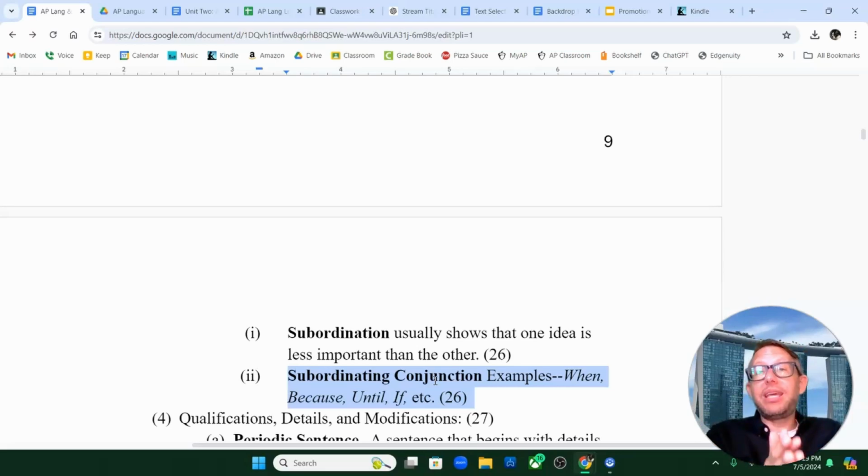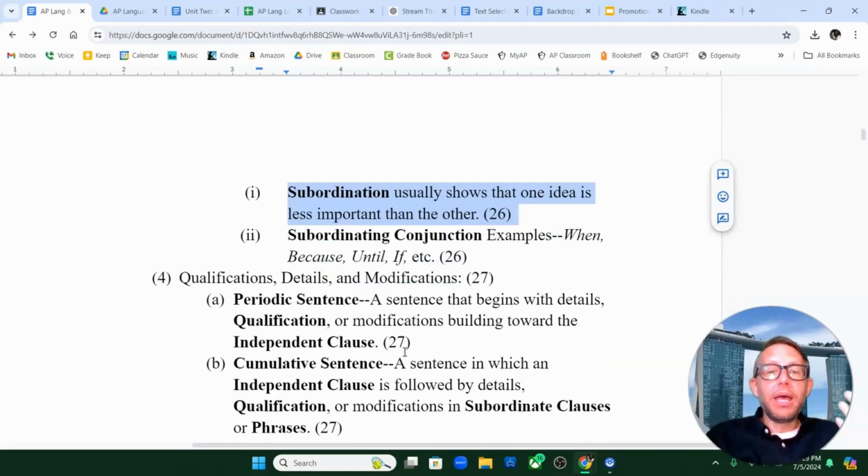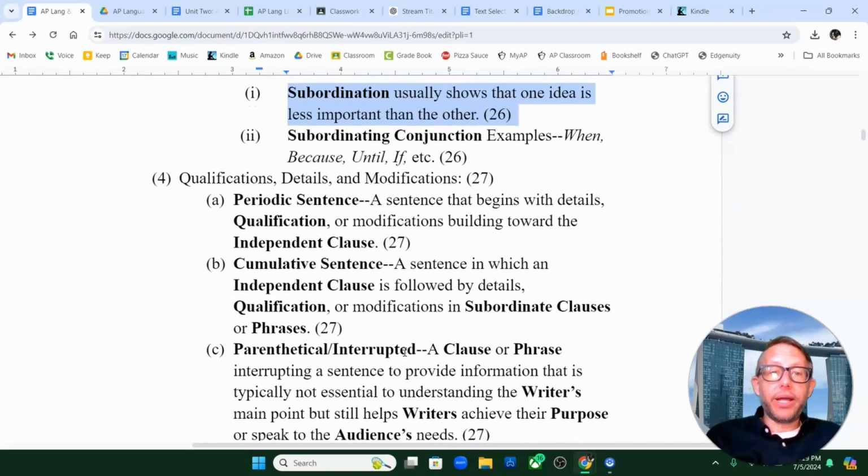So again, you can see, because they have to attach to something else, that's why we generally look at them as a little less important than the independent main clause that it's attached to. So that's what this bullet point right above that is all about. Usually shows that one idea is less important than the other. Okay? So that's pretty standard and straightforward there.